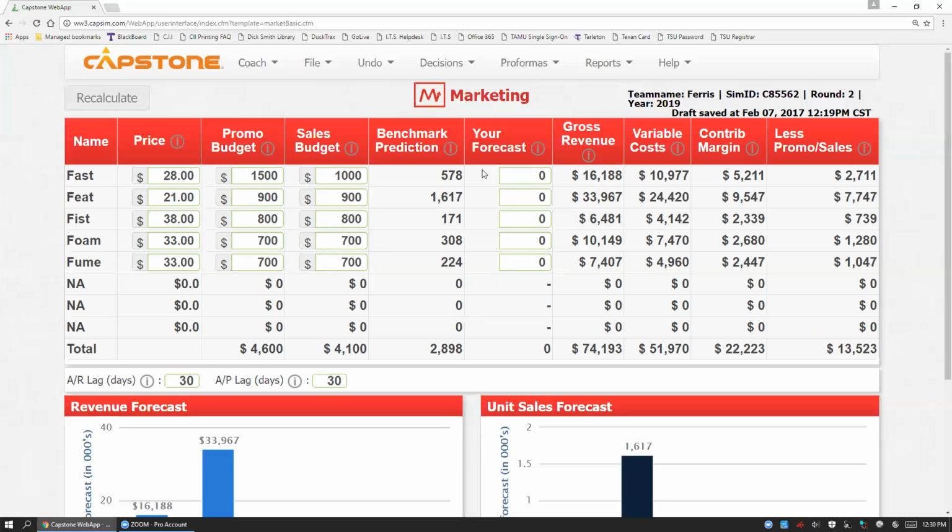I would also consider the changes you're making in your products. Let's say we did in fact increase our promotional budget and we are going to sell 100 additional shoes based on our benchmark prediction. It may be prudent to add those 100 sensors to your forecast.